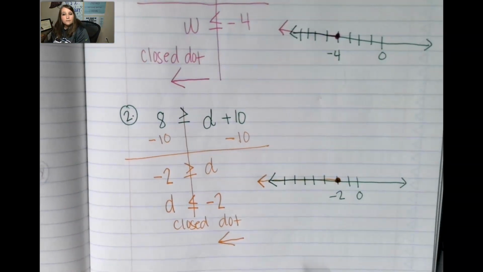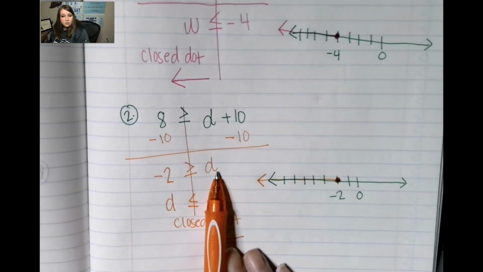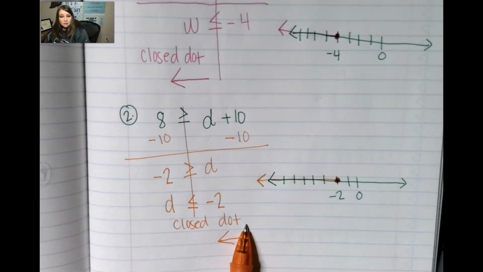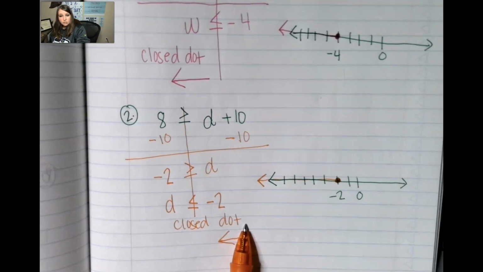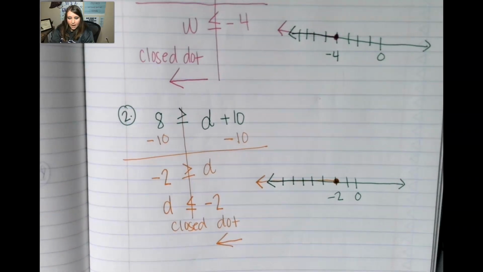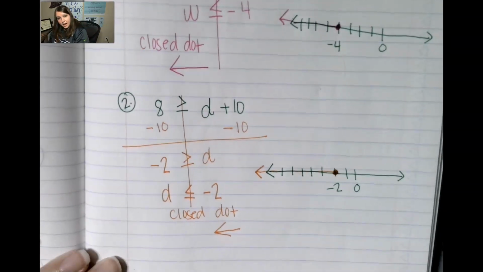If you graphed it before where it was like negative 2 is greater than D, that's okay if you graphed it that way as well. Okay, so we're going to go ahead and graph it this way because that would mean the same thing. So D needs to be smaller, and this is showing that the solution is everything smaller.